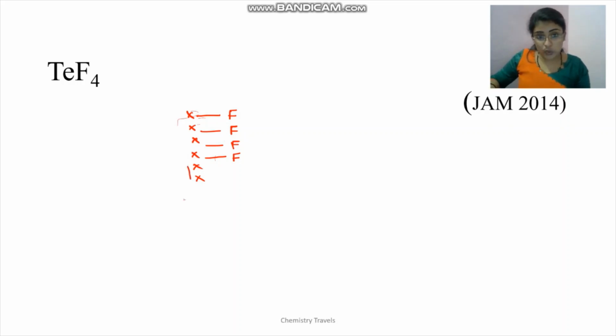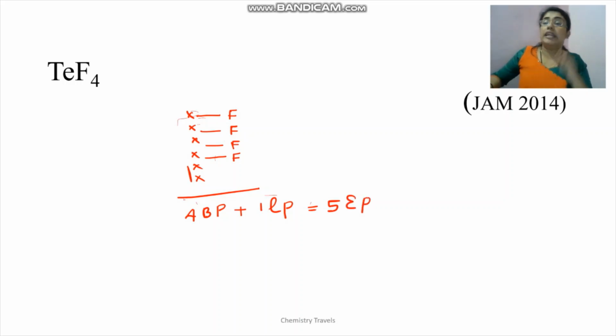So these remaining 2 electrons, not shared with anything, would act as my lone pair. Totally, in this case, I have 4 bond pairs, because 4 fluorine atoms are bonded to the central tellurium. Plus these 2 electrons that are not shared with anything act as one lone pair. Together that gives 5 electron pairs. So from the table we know that if we have 5 electron pairs, then the geometry would be trigonal bipyramidal.